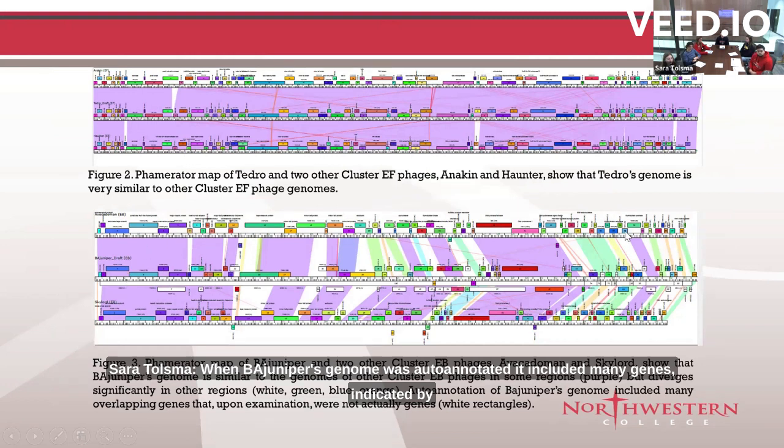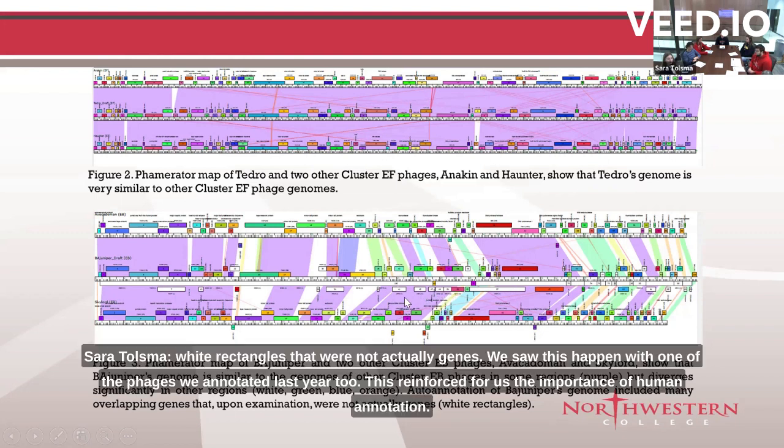different in other regions. When BAjuniper's genome was auto-annotated, it included many genes, indicated by white rectangles, that were not actually genes. We saw this happen with one of the phages we annotated last year too. This reinforced for us the importance of human annotation.